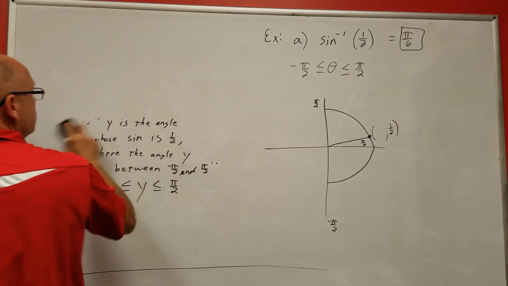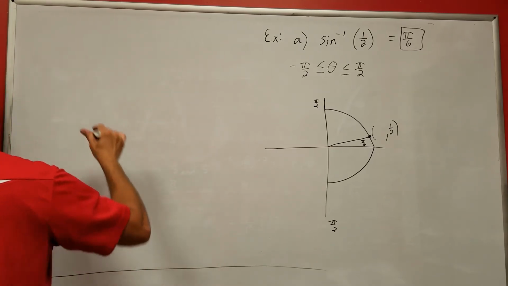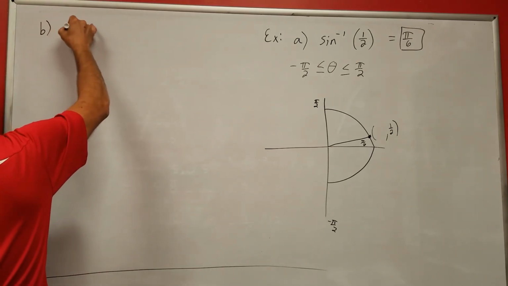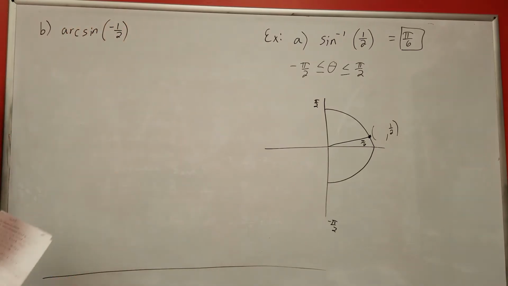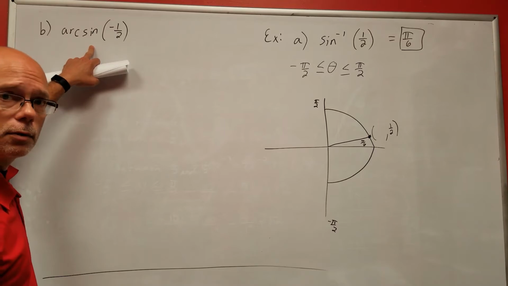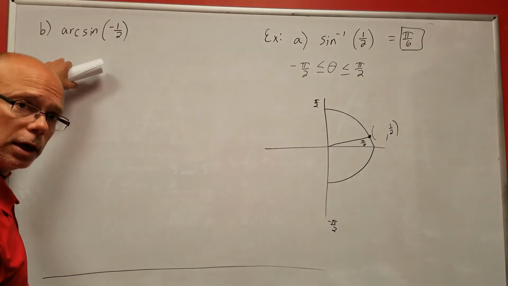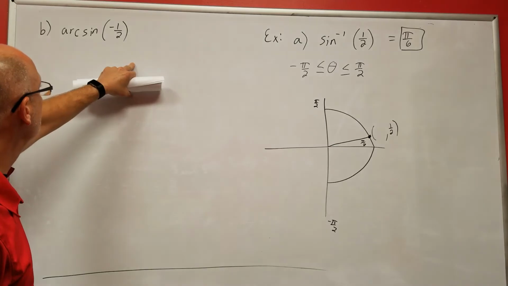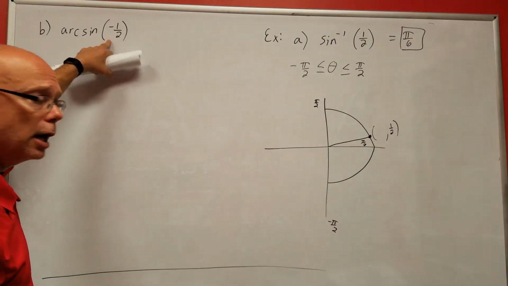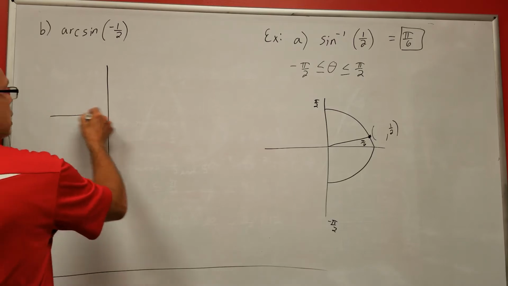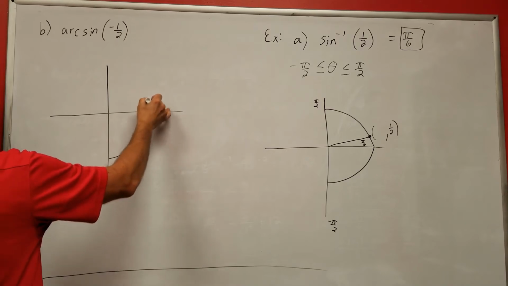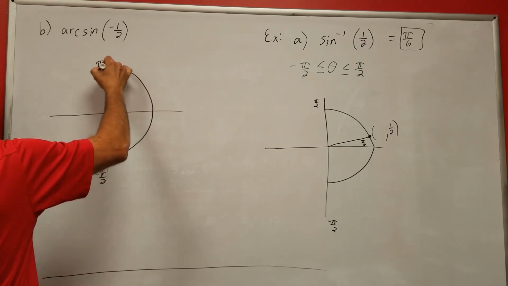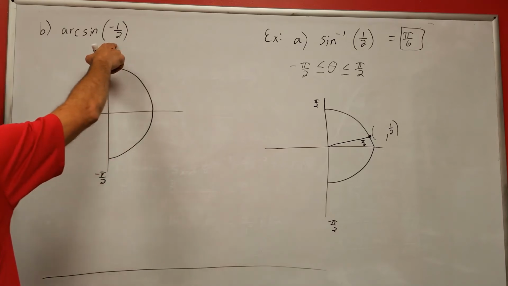Let's look at part B. Part B, what I have is the arcsine, just a different way to write this. Arcsine of negative 1/2. All right, so what does this mean, first of all? I'm looking for the angle that falls between negative pi over 2 and pi over 2, whose sine is negative 1/2. Let me draw a picture of that again, okay? I'm looking for the angle between negative pi over 2 and positive pi over 2, whose sine is negative 1/2.